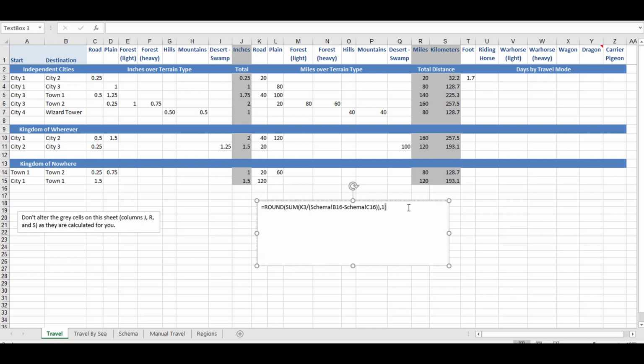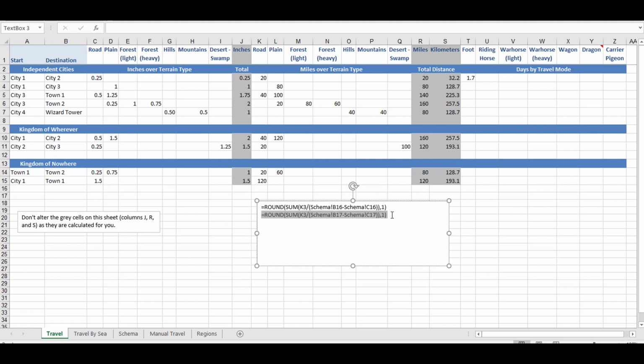All right, so how do we get the next column over? The riding horse? Well, we're going to take this formula and I'm going to do it here in this text box just so you can see. And what I want to do is change the 16 to 17 for both of these.